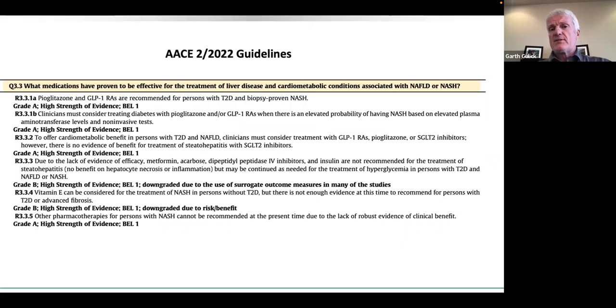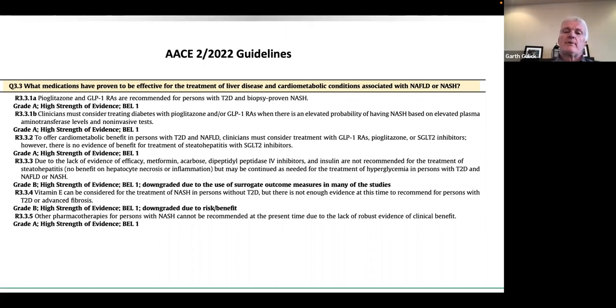is from the AACE guidelines from last year. Actos and the GLP class, the semaglutide, Victoza, et cetera, are recommended with strong support in diabetes and biopsy-proven NASH. Second, clinicians must consider treating diabetes with these medications if the person is at elevated probability of having NASH, which of course 70% do. So with anybody with an ALT over 30, standard of care is probably going to be that these medications are going to jump. They are far more cost-effective medications.